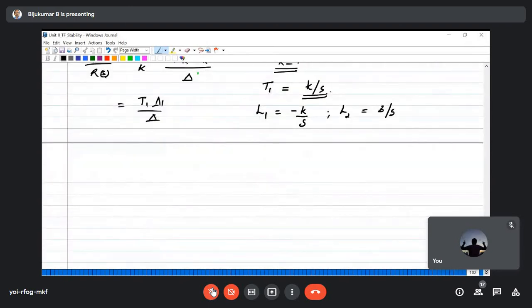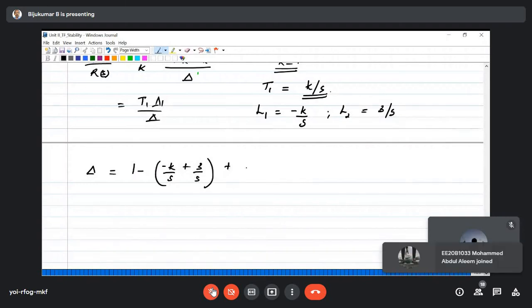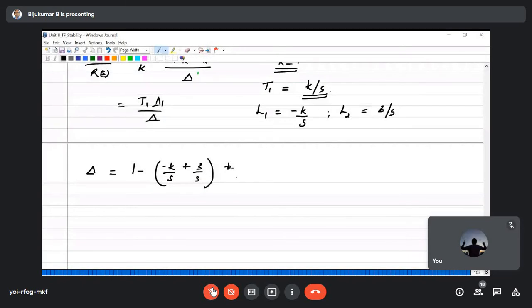Here both the loops are touching each other. So how will you find the delta? Delta becomes 1 minus the sum of the loop gains, so K by s plus 3 by s, plus the sum of the non-touching loops. In this case, there is no combination of non-touching loops. So we can write it like this: 1 plus K by s minus 3 by s. And what about delta 1? What is the value of delta 1? 1, sir.